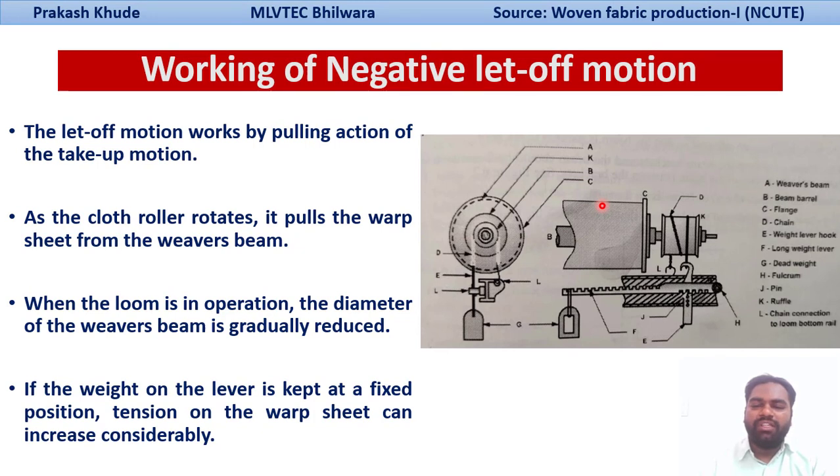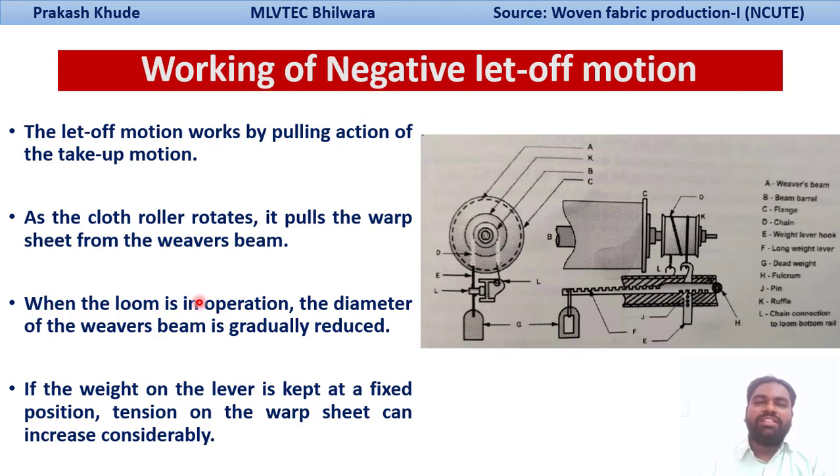Now we'll see the basic working principle of the negative let-off motion, which works by the pulling action of the take-off motion. In my last video we saw that this motion is not positive in nature. It is done by the pulling or dragging action of the take-off motion. As the cloth roller rotates, it pulls the warp sheet from the weaver's beam, and due to that the dragging of the warp sheet takes place.